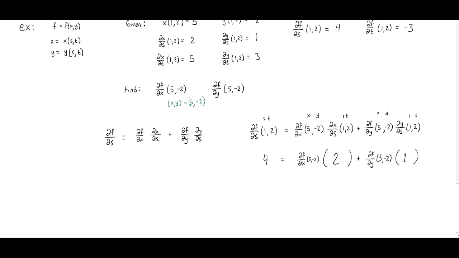Now, I have two unknowns, so I needed a second equation in order to solve for my two unknowns. So let's look at the partial of f with respect to t. Using the chain rule, I would have partial of f with respect to x, partial of x with respect to t, and then partial of f with respect to y, times partial of y with respect to t.